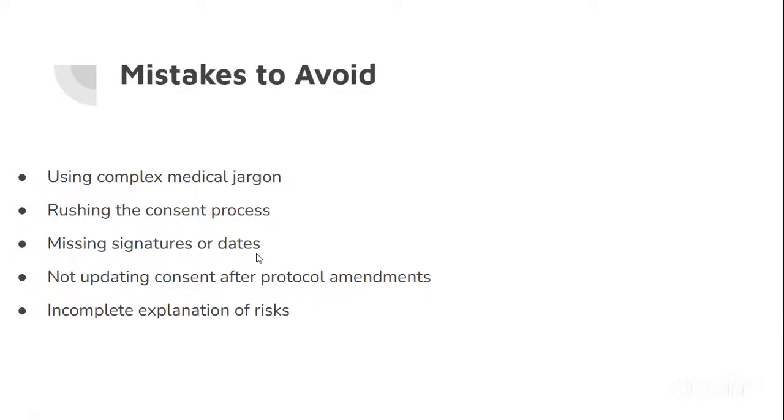Missing signatures or dates, because anything that is not written is practically not there. So we have to make sure that everything is written properly. All the written things are ensured and all the signatures are done. All the dates are properly mentioned. Not updating the consent after the protocol amendments, and incomplete explanation of risks. This is also very important because every participant has a right to know all the benefits, risks, and any other thing that is important before they make the final decision.